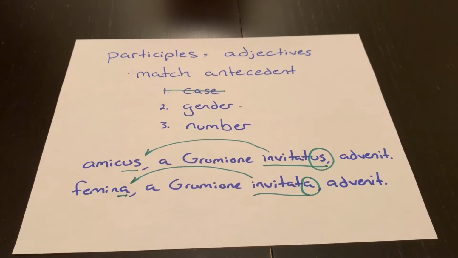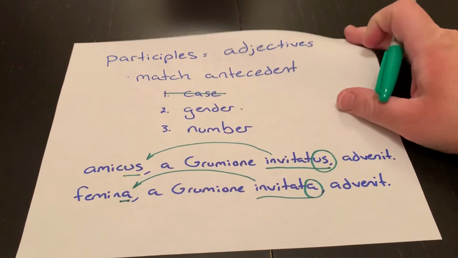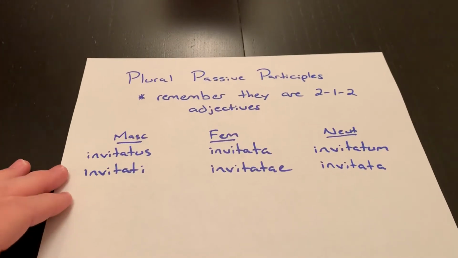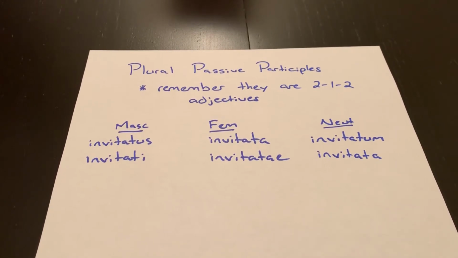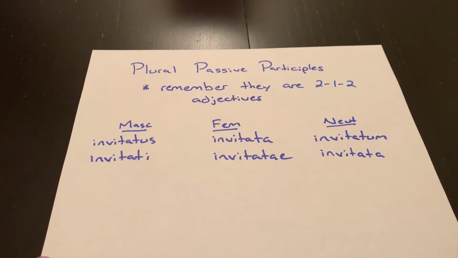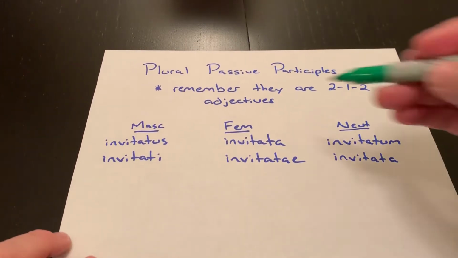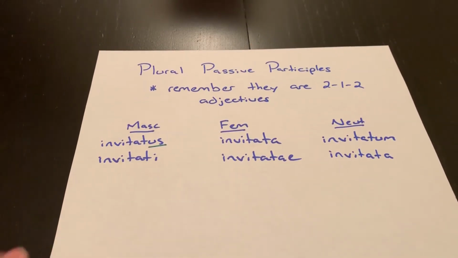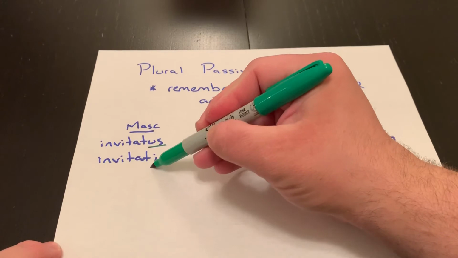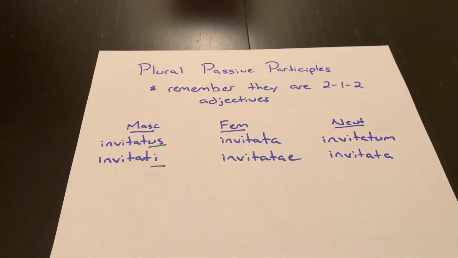And today we're also going to talk about number, which means singular or plural. So let's talk about how you make a plural passive participle. Remember that they are 2-1-2 adjectives, so they're going to use first and second declension endings. So we have the singular masculine is invitatus. The plural masculine would then be invitati. And again, that i is coming from second declension masculine plural.